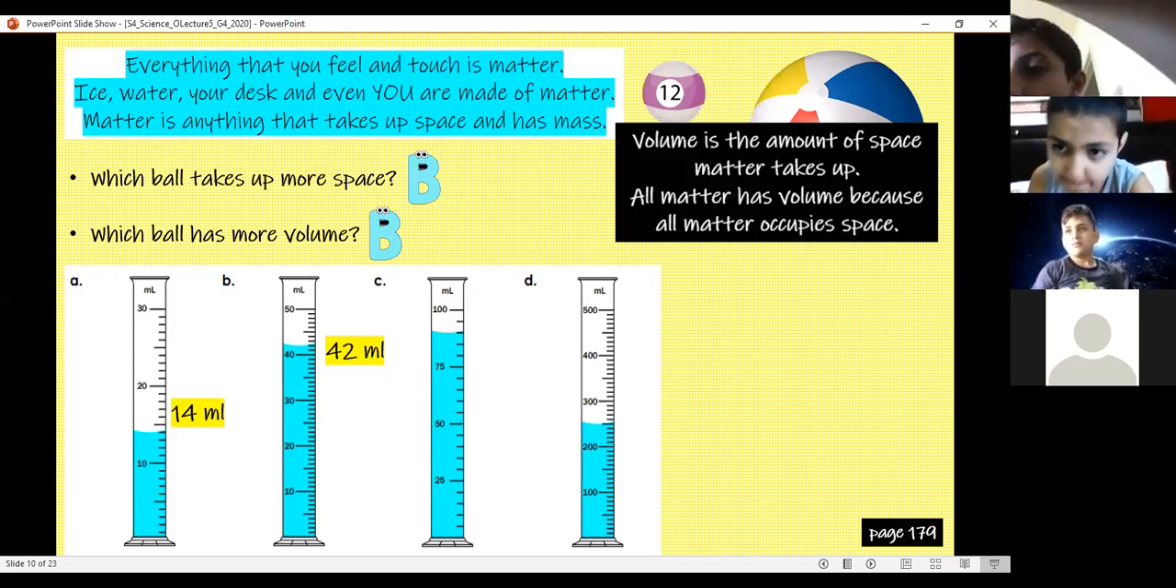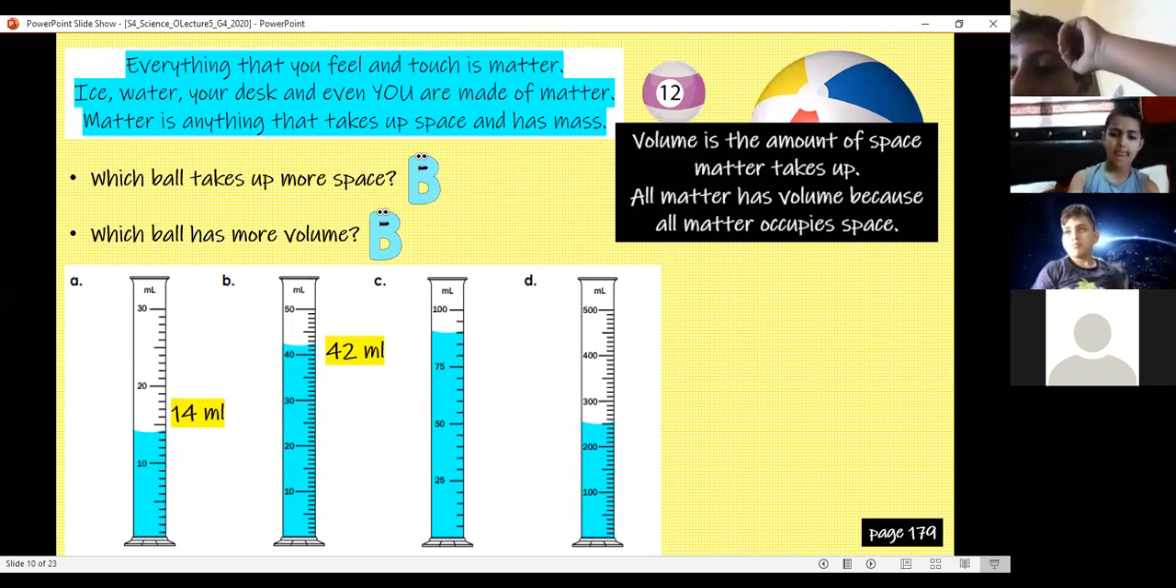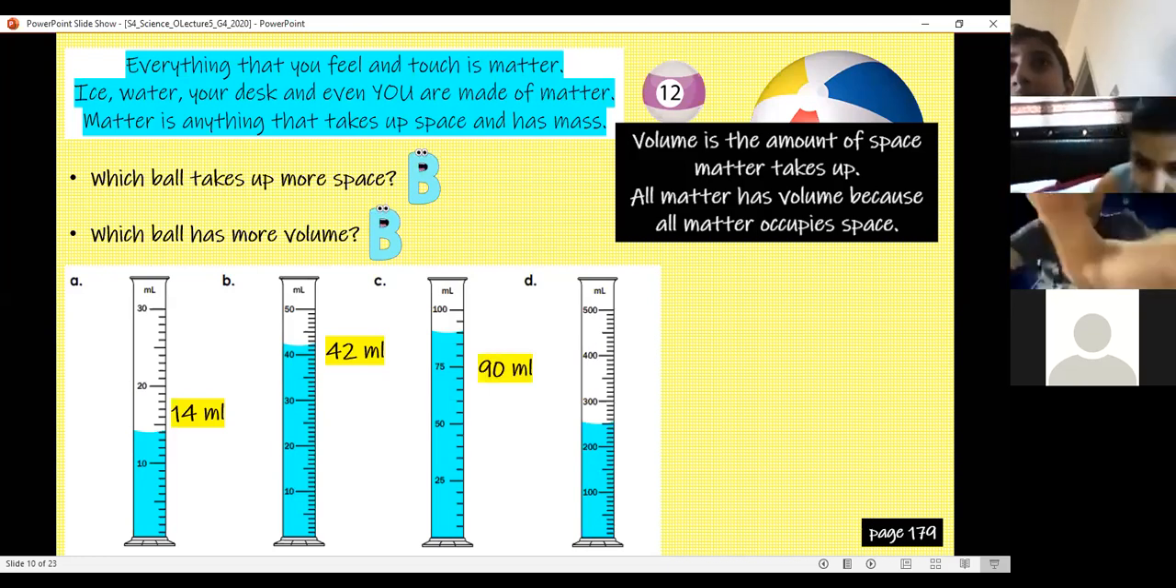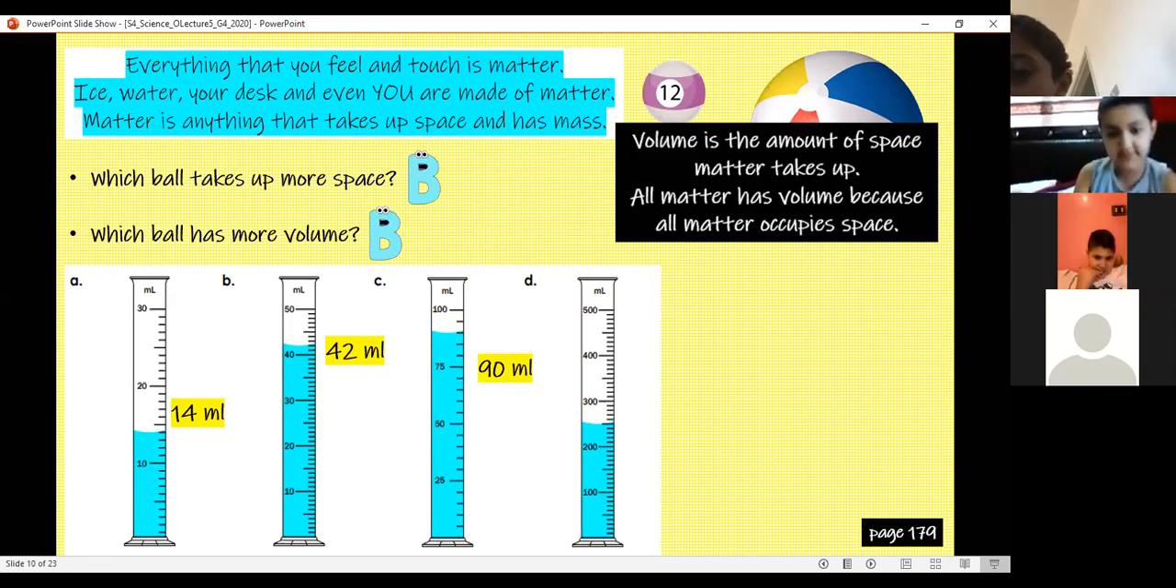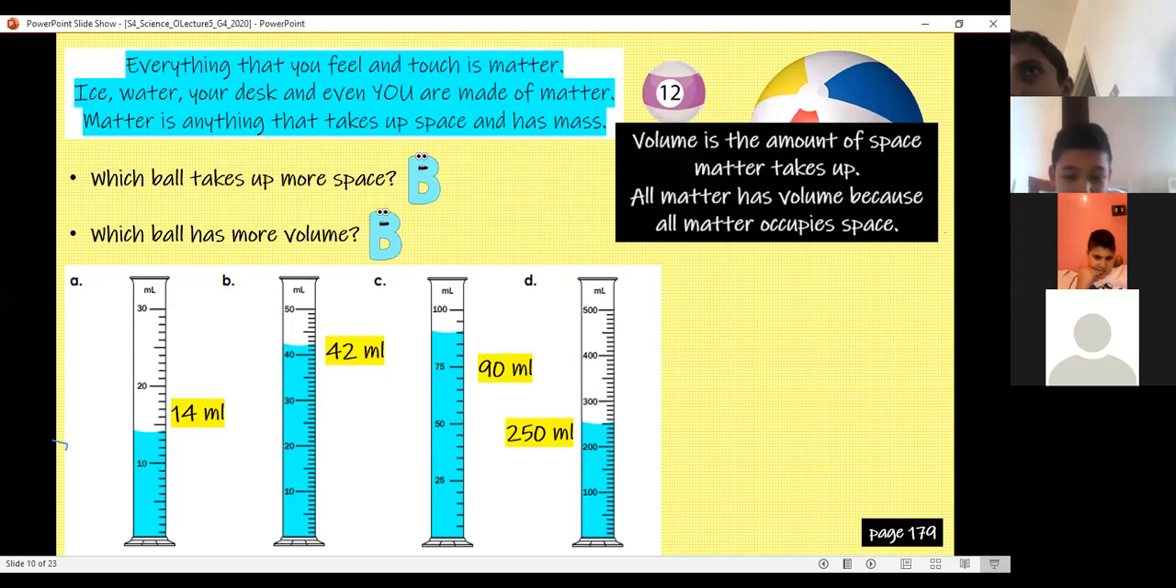So how much is the volume of the liquid in the third graduated cylinder? 90. And the last one is 250. Each line is equal to 10 milliliters, so the last one has 250 milliliters. Do not forget to write milliliter, okay? Yeah. Okay.